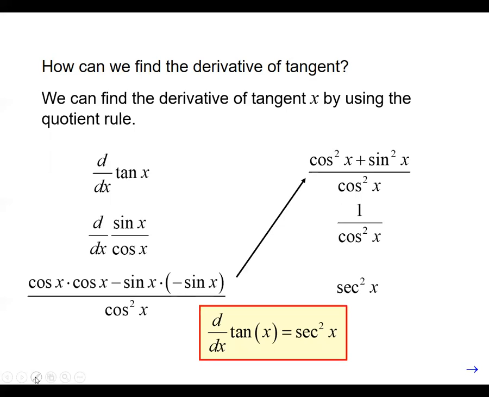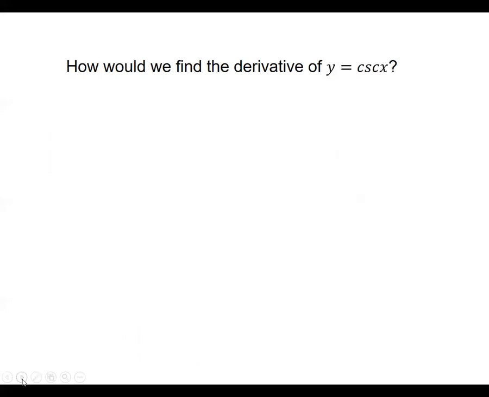So I've got 1, 2, 3 of them so far. I've got the derivative of sine, cosine, and tangent. Well, there are more trig functions we know. We know the reciprocal trig functions. So what about cosecant? Let's see if we can do cosecant here.